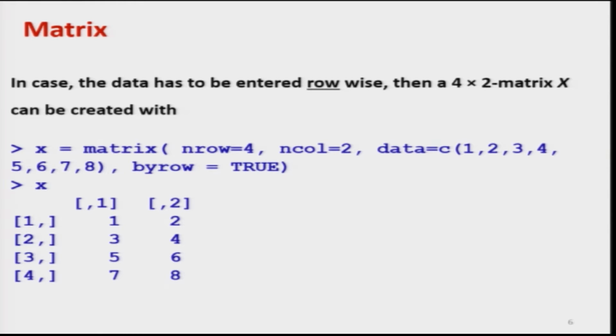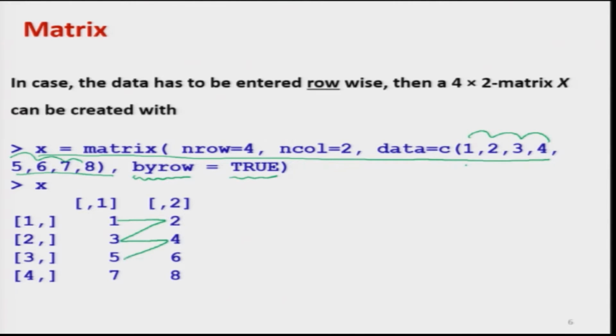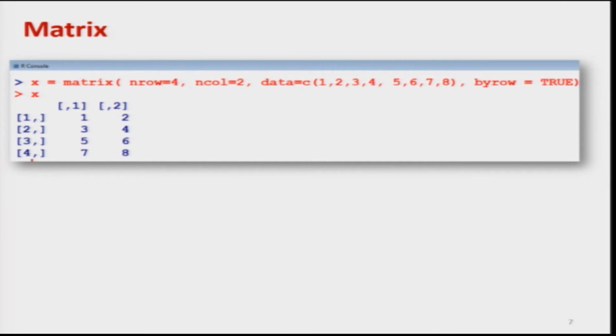Now I will address the second issue: in case you want to enter the data row wise, what option do you have to give? You simply have to add a parameter, byrow equal to TRUE. All other parts of the syntax are the same as we used in the earlier slide, but I have used one thing, byrow equal to TRUE. In this case, the data 1, 2, 3, 4, 5, 6, 7, 8 is going to be entered like this: 1, 2, 3, 4, 5, 6, 7 and 8. Right, so this is how we do it, and this is the screenshot.